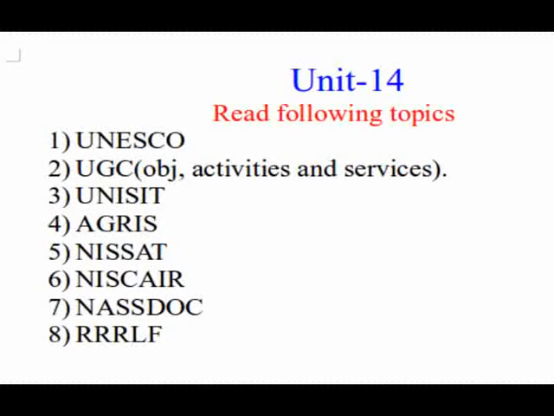Last, unit 14, where many organizations are given for the development of libraries in India. Only a few are important for the exam, which I mention here: UNESCO, UGC, and SOHAN. Read only these organizations, their objectives, services and activities. Some of the objectives and activities are the same, and the services are also the same, so it's easy to remember, don't worry.